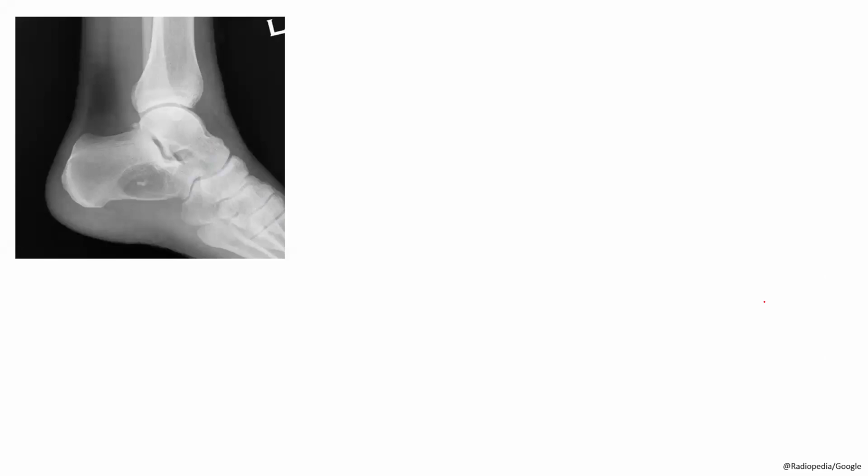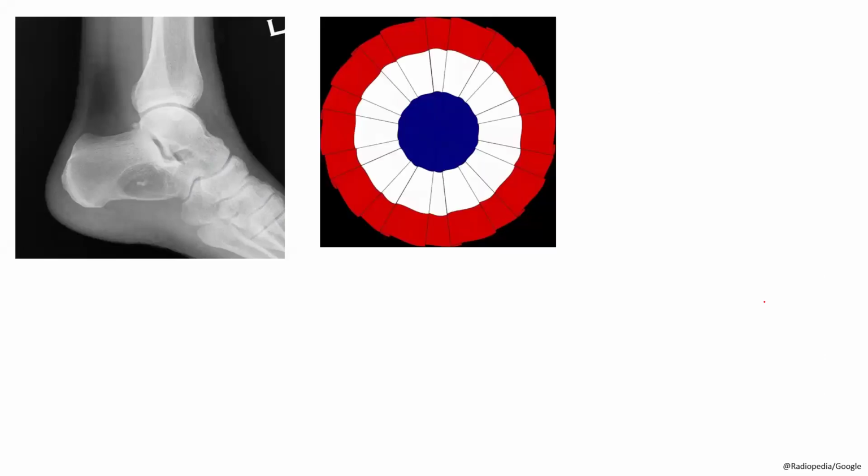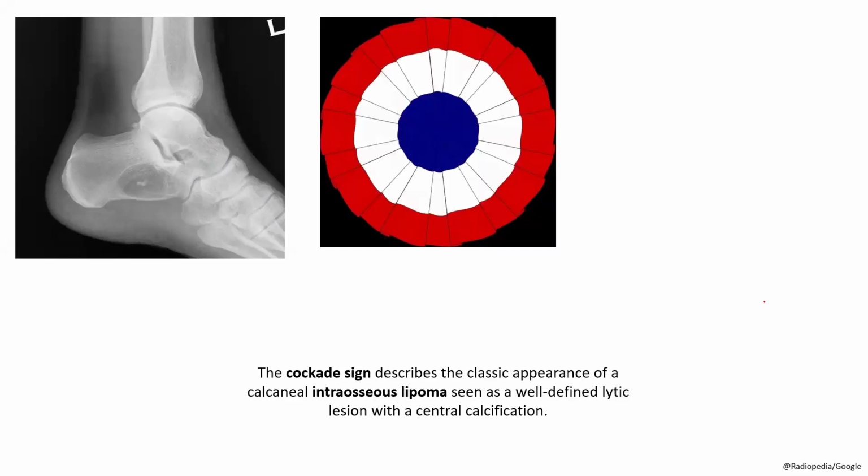What we are seeing in this radiograph of calcaneum is cockade sign, and it indicates intraosseous lipoma with central calcification. It's the classic appearance of calcaneal intraosseous lipoma, and you can often find a focus of calcification in the center.